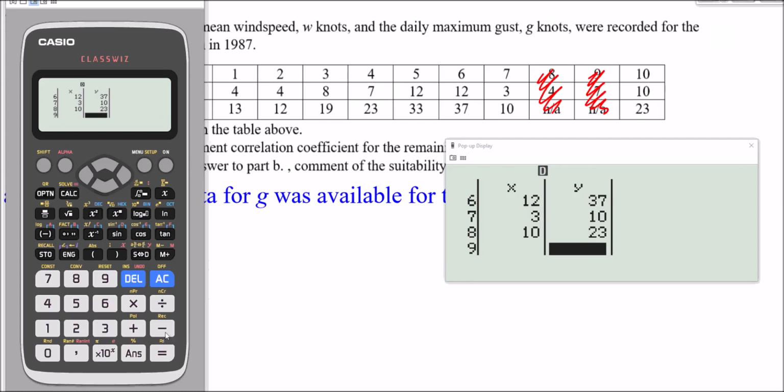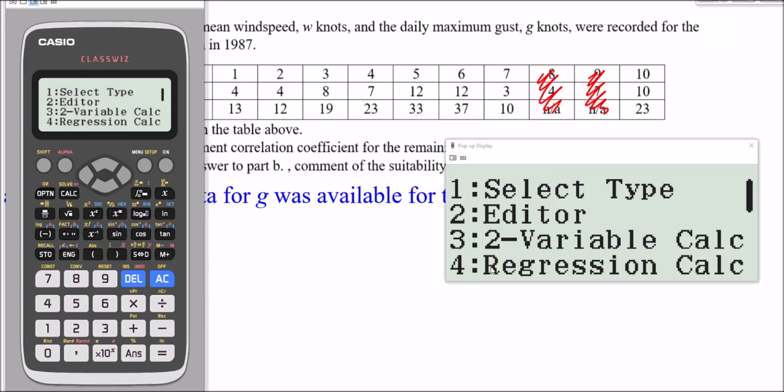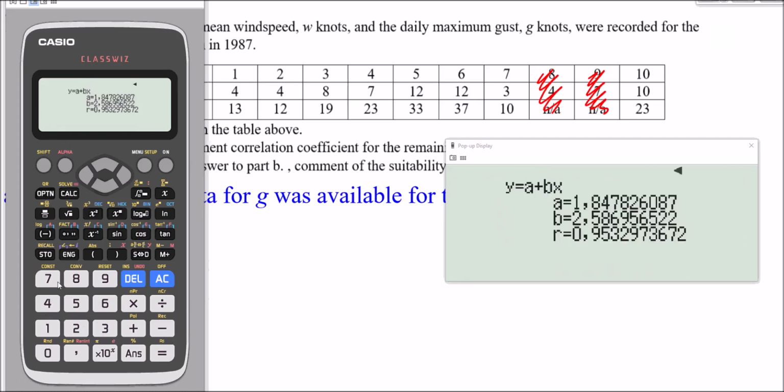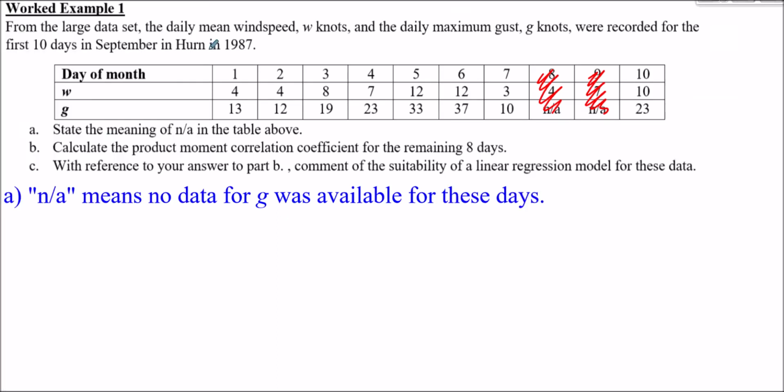The next step, do you remember what it was? Well, we press OPTN for option and number 4 for regression calculation. So we then record the value of R which we get. The value of R here for regression is 0.9533. So for B, R equals 0.9533. Not only is that positive, it's very close to 1, which denotes a very strong linear relationship, which leads us nicely onto part C.